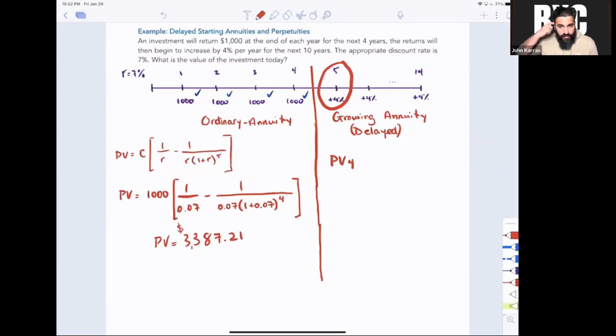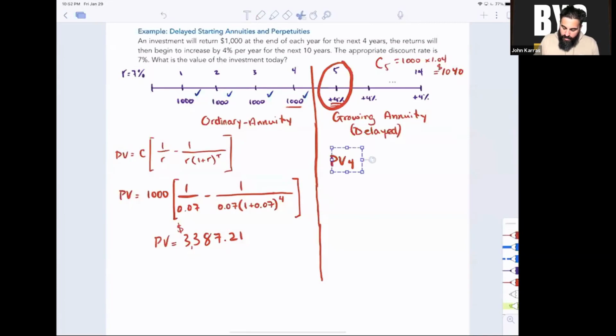Okay, super important. Before any of that, I need to find my cash flow in year 5. What is this payment? How much is it? Well, it's 4% more than the previous one. So 1,000, if I increase that by 4%, my first payment there is 1,040. My first cash flow.